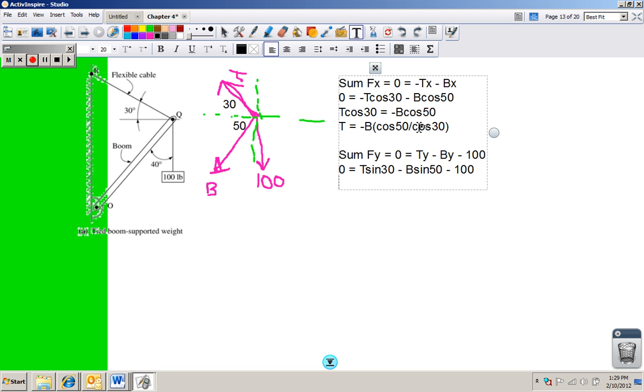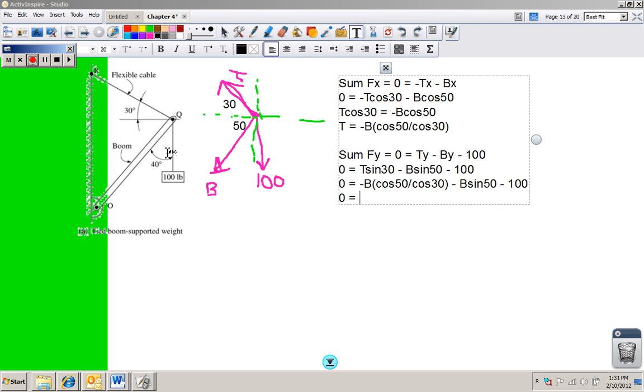Now I can take this T I solved for and plug in here. Then I'll only have one equation, one unknown left. So 0 is equal to negative B cosine 50 divided by cosine 30 minus B sine 50 minus 100. I'm going to pause for just 1 second while I do some plugging on my calculator. Okay, when I plug that into my calculator, I get negative 1.508 B minus 100.